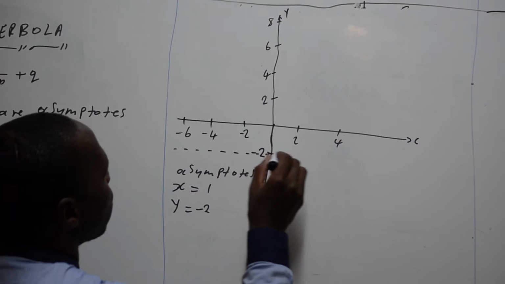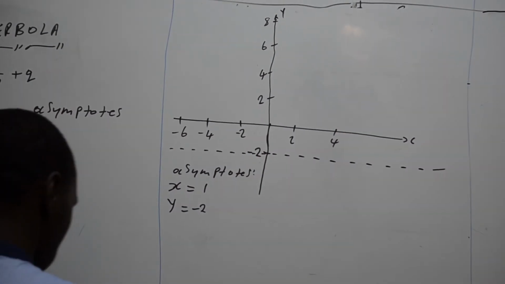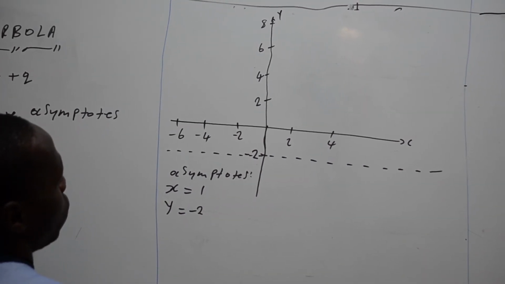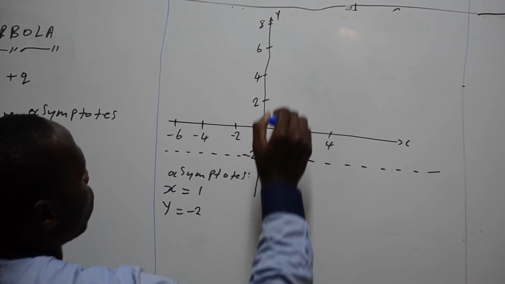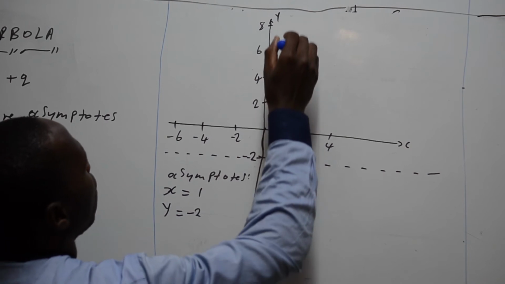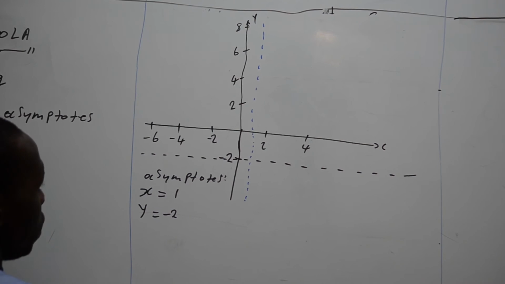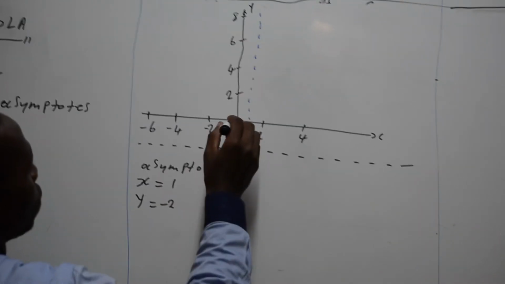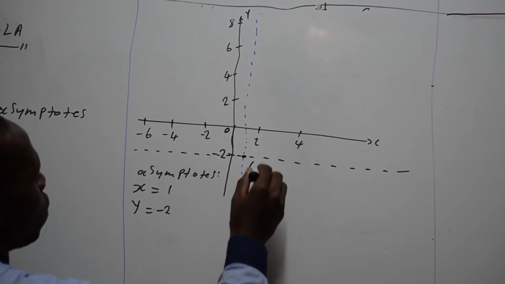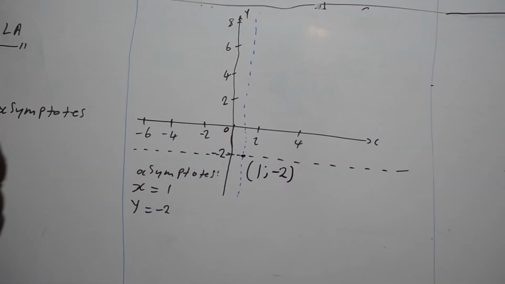Minus 2 goes there. And my x is 1. Between 0 and 2 I have my 1. So the point of intersection, which is my meeting point, where my asymptotes meet, is here. So I can call this point 1, minus 2. That is my asymptote point.